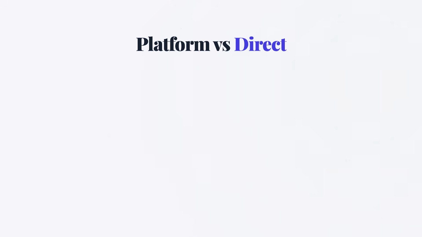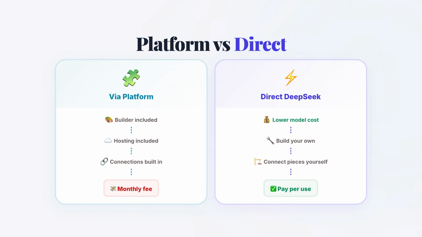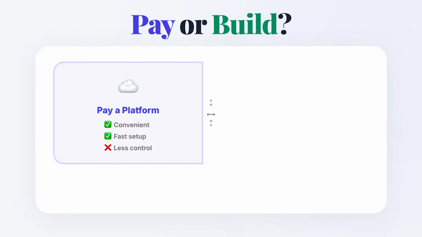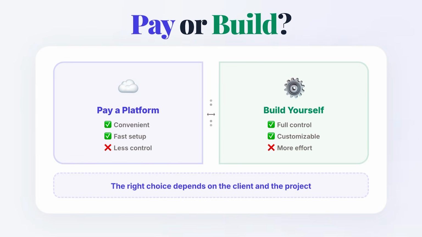DeepSeek V4 Flash is the reasoning engine. If you use it directly, you may lower the model cost, but you must build or connect the other pieces yourself. That trade-off is important. You can pay a platform for convenience, or you can build more of the system yourself for greater control. The right choice depends on the client and the project.